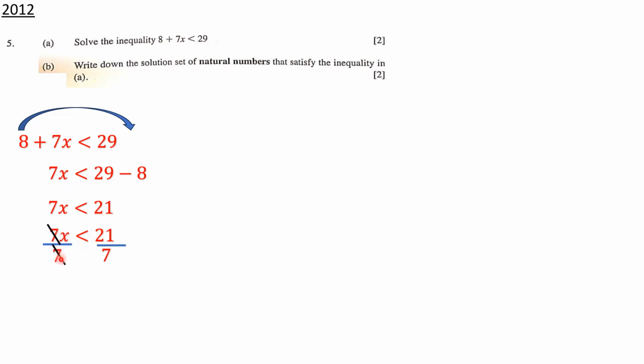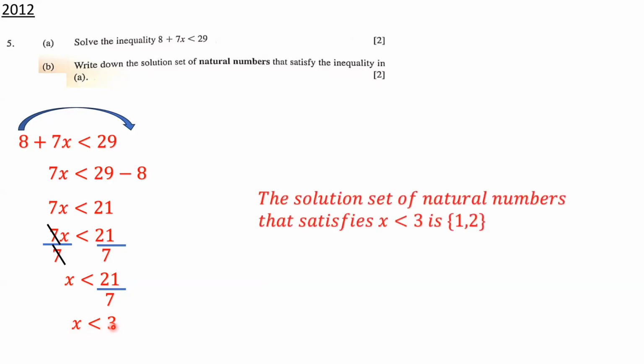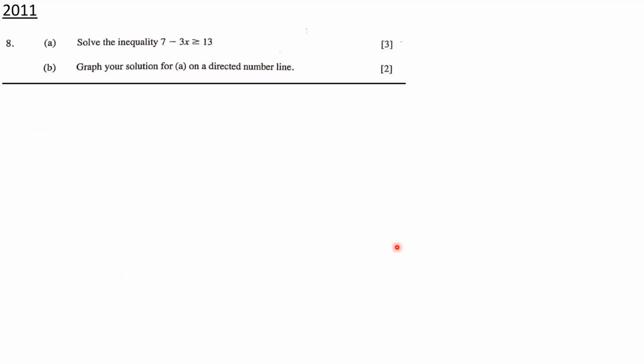We cancel, so we have x is less than 21 divided by 7, and 21 divided by 7 is definitely 3. Now they say write down the solution set of natural numbers that satisfy the inequality in A. So we want what natural numbers are less than 3. The natural numbers that are less than 3 are going to be 1 and 2. So the solution set of natural numbers that satisfy the inequality x is less than 3 is 1 and 2, the set that contains 1 and 2. Okay, let's move on to the next question.